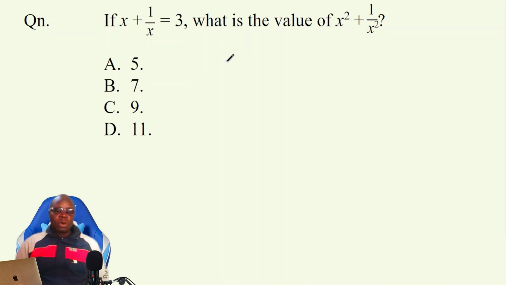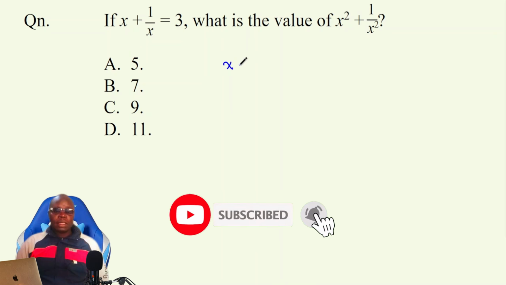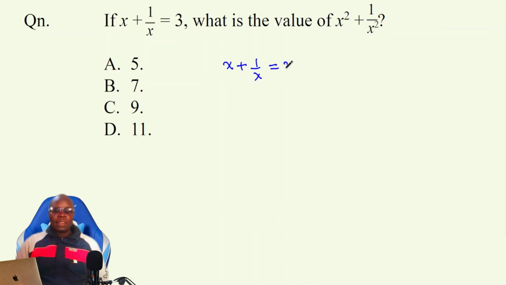So in the first place, we need to copy our equation down here, and we have x plus 1 over x must give us 3. So after that, we need to square this equation on all the sides. So we have x plus 1 over x equals 3. Now we can get some brackets here, and we move on to square the left hand side also together with the right hand side.